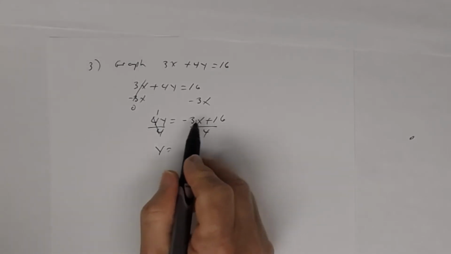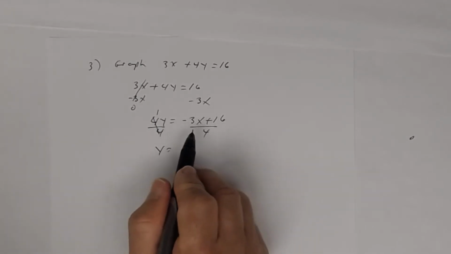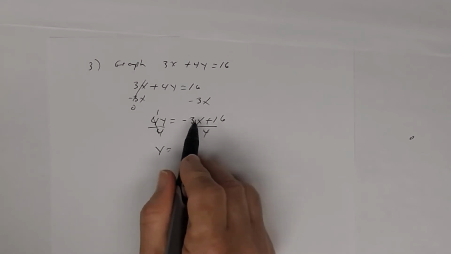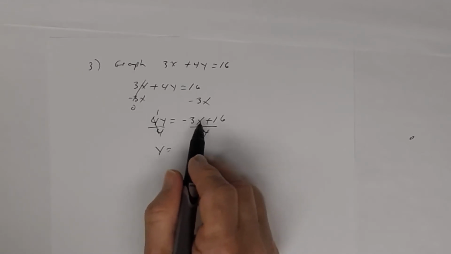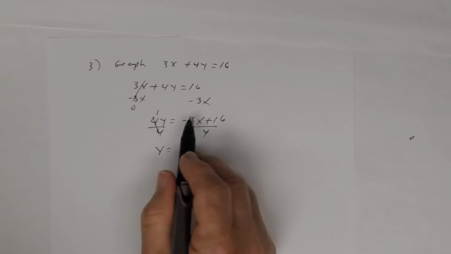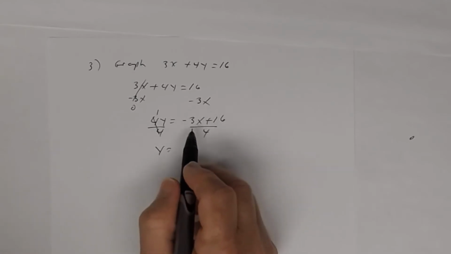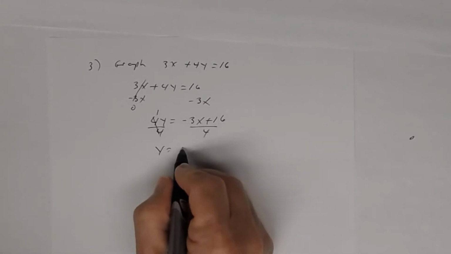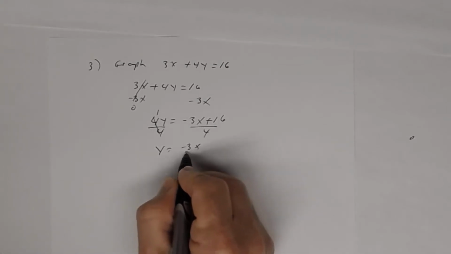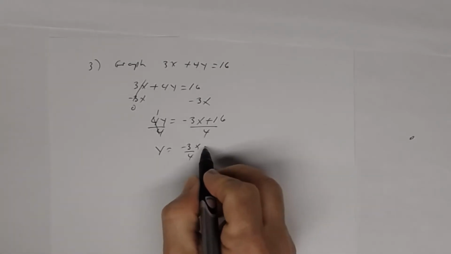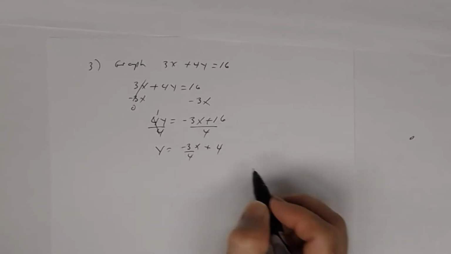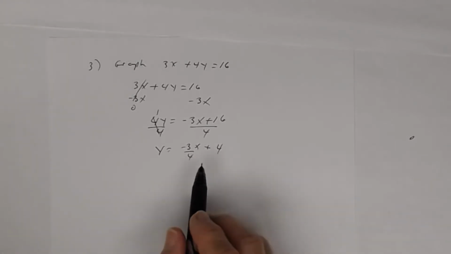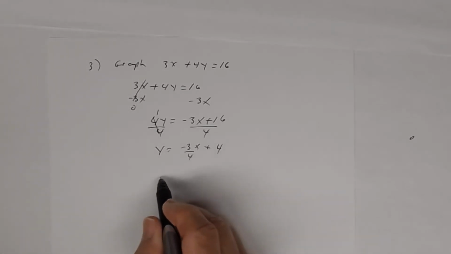And always try to rewrite this one fraction that you see, this one rational expression, as two rational expressions, two fractions. So negative 3x divided by 4, just like this. And then 16 divided by 4 is 4. Okay, it helps if you do that. Trust me, it helps. Okay, now we're going to use a t-table.